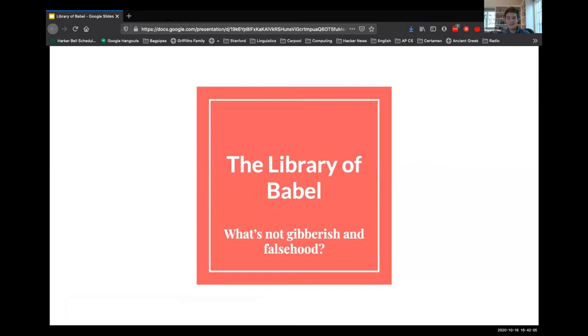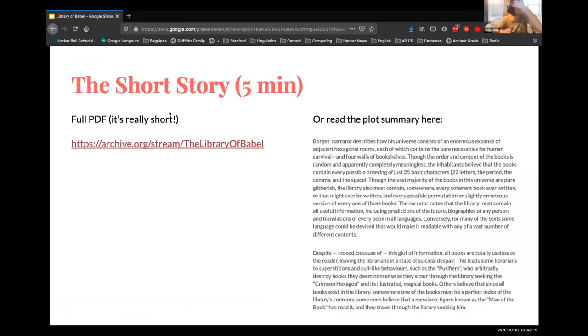Jack and I will be giving a talk about the short story, The Library of Babel, by Jorge Luis Borges, although I'm not exactly sure how to pronounce it because unfortunately neither of us take Spanish, so forgive us if we completely butcher the name. Like was implied, it was originally in Spanish.